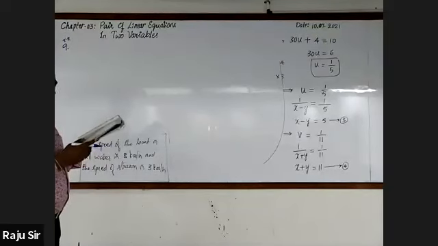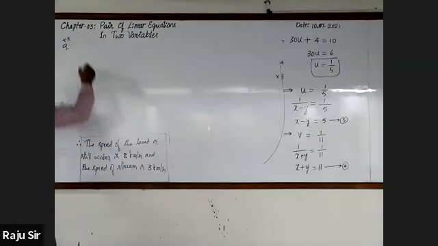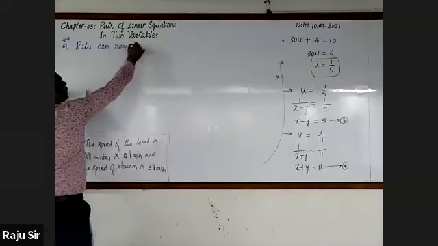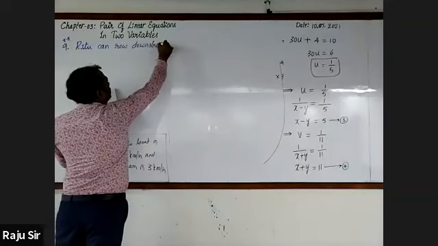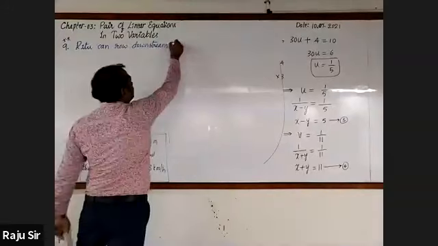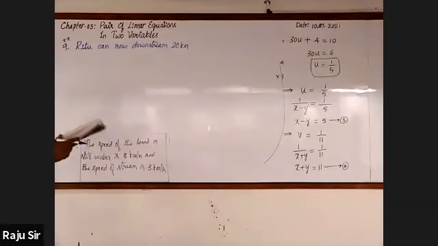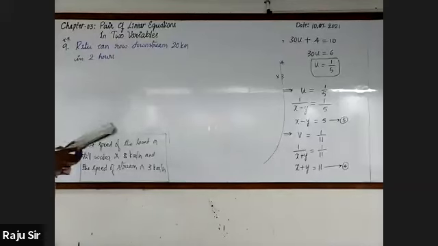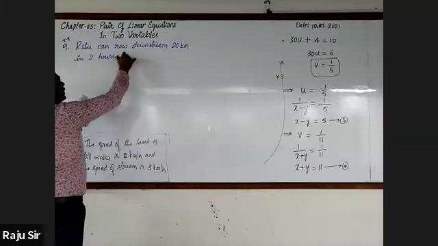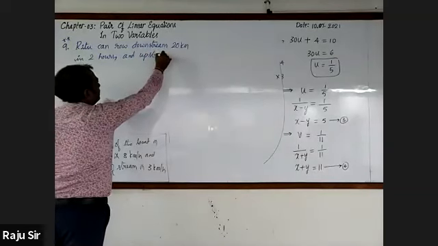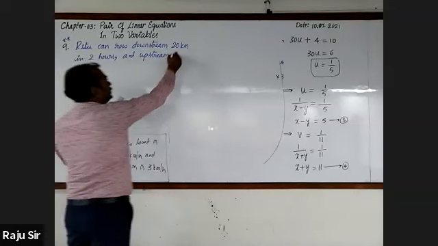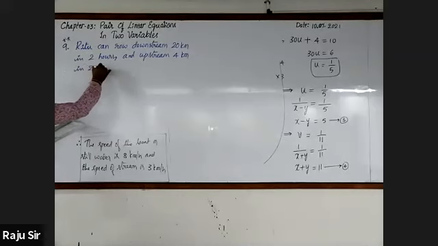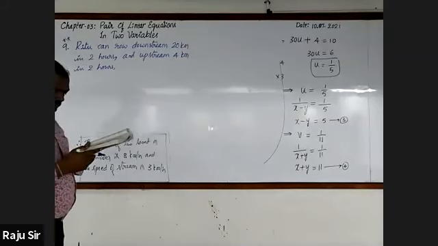A person can row downstream 20 kilometers in 2 hours, and upstream 4 kilometers in 2 hours.